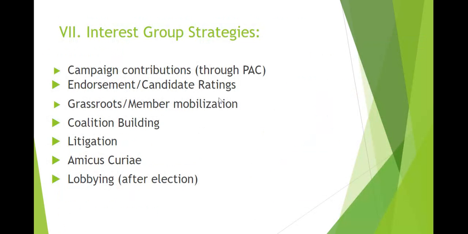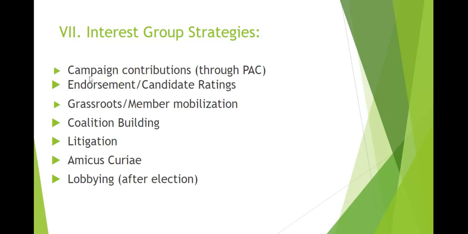And last but not least, just a quick reminder of some strategies that interest groups use when they are trying to influence policy. Because remember, that's their number one goal, influence policy. So making campaign contributions through their PAC, their Political Action Committee. Remember, that's a sort of separate group. They have separate budgets. So the PAC will raise money and then contribute it to political campaigns.